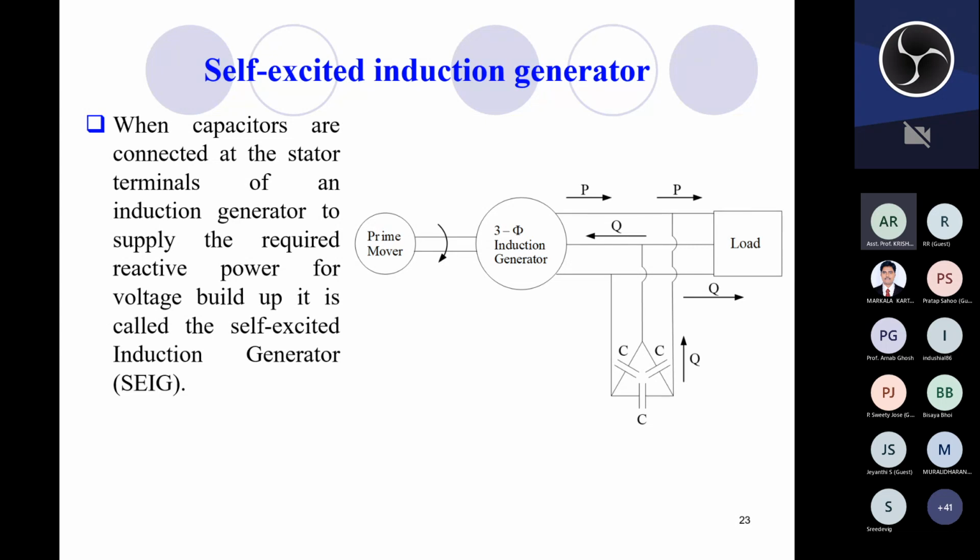So self excited induction generator, how does it work? So when capacitors are connected to the stator terminals to have the required MMF or the required rotating magnetic field, a voltage build up procedure is initiated similar to that of a self excited DC generator, and this mode of operation is called self excited induction generator because it is not connected to the grid and it is an isolated mode of operation.